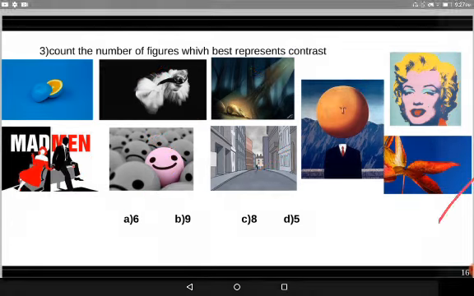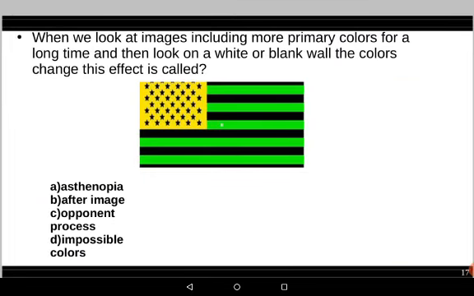Okay, now the next question is this: when we look at images with more primary colors for a long time and then look at a white or blank wall, the colors change. This effect is called, do you know? This effect is called opponent process. Okay, so I'm not detailing this effect so much, as I'm going to make a video on these visual fatigues and the biological effects of colors in the coming sessions for strategy.